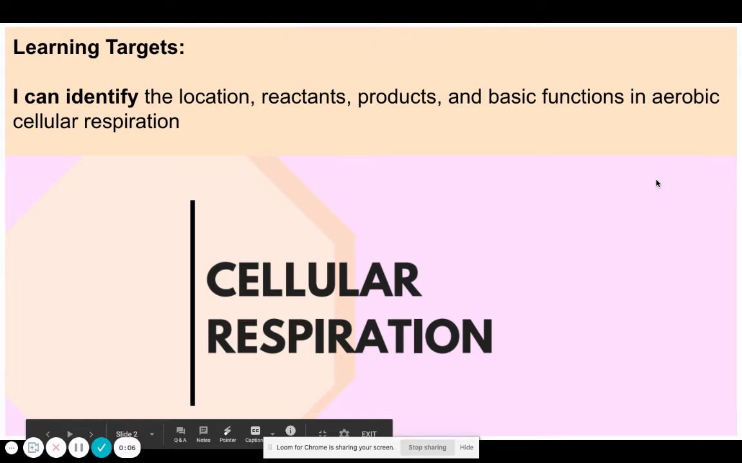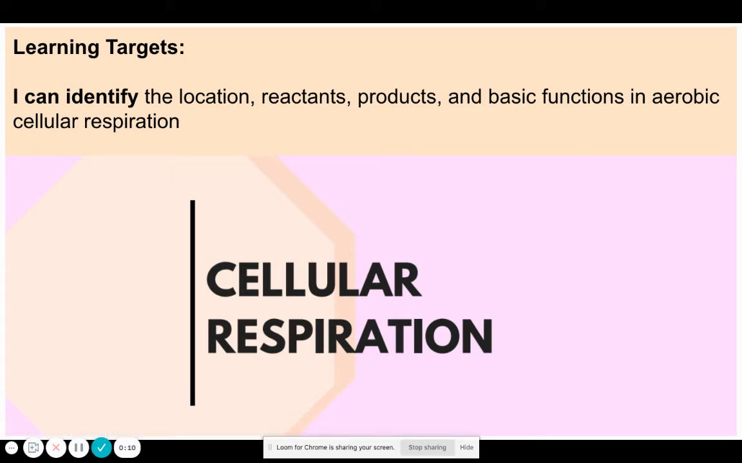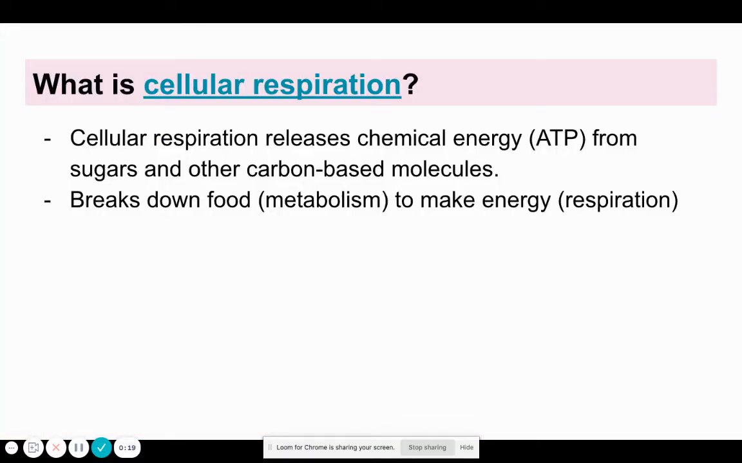Hello everyone, in today's video we are going to be covering the following learning targets, and we're going to be talking about cellular respiration. In this video we are going to be focusing on aerobic cellular respiration. So in general, what is cellular respiration?